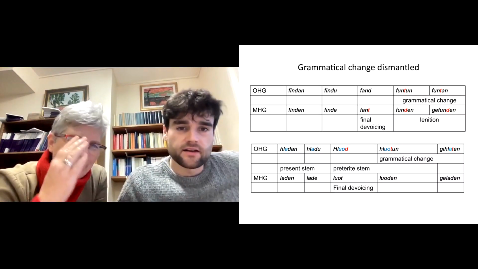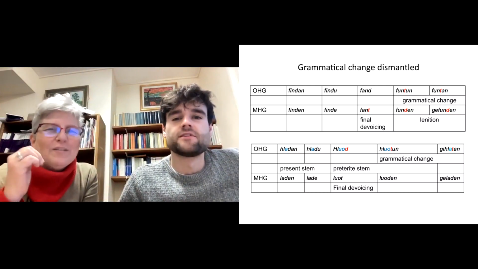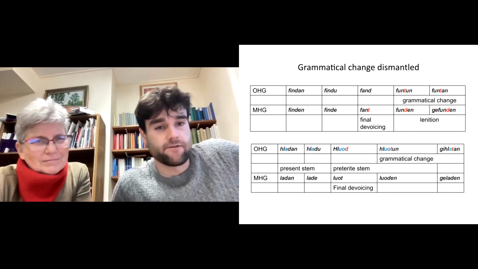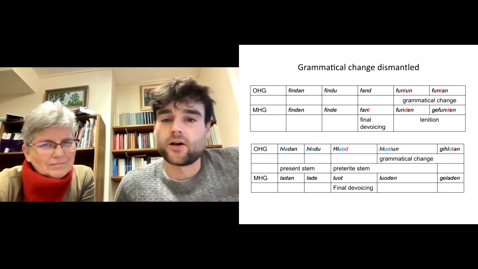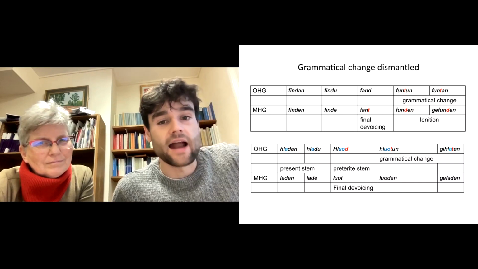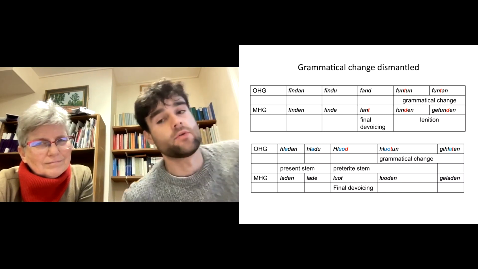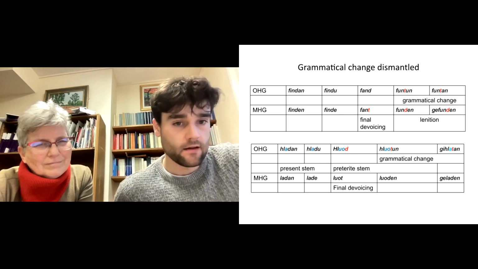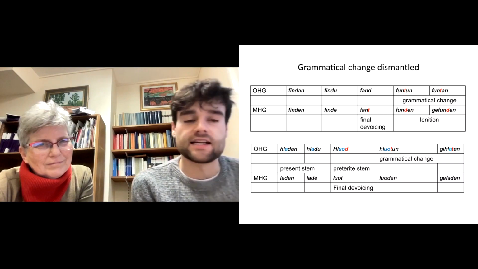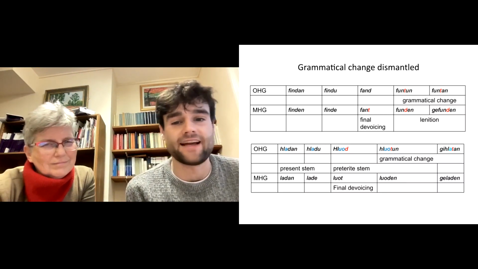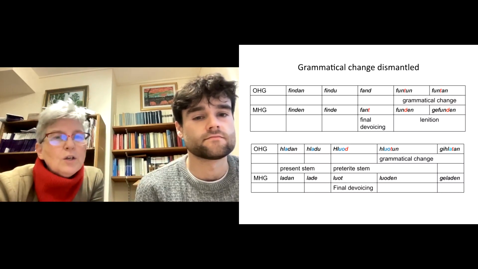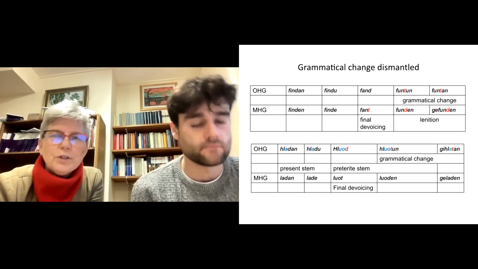Old High German findan, findu, fand, funtun, funtan exhibits regular grammatischer Wechsel, and accordingly, the root final consonant in the present tense and in the past tense singular is voiced d, and in the past tense plural and in the past participle, voiceless t. Middle High German final devoicing and lenition mean that the alternations in the past tense are reversed, and the grammatischer Wechsel disappears. Finden, finde, fand, final devoicing, funden, lenition, gefunden, lenition.